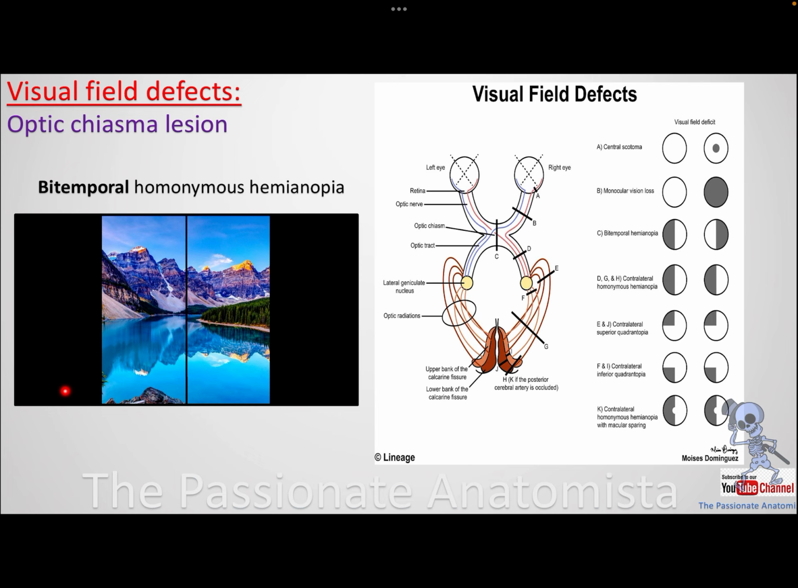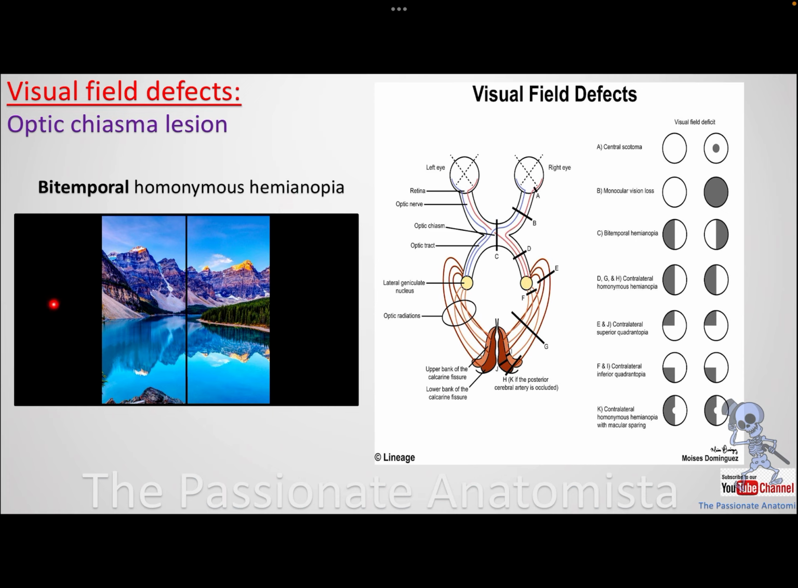What exactly happens if you have a compression on the optic chiasma by a pituitary gland? Fine. The nasal retinal field is gonna be lost because this is what crosses. But forget about the retina now. What happens to the patient? The patient is going to have loss in the temporal fields of both eyes. So what do we call this condition? Bitemporal hemianopia. Hemianopia, I'm gonna lose half of each eye.